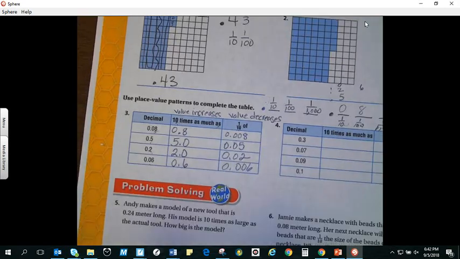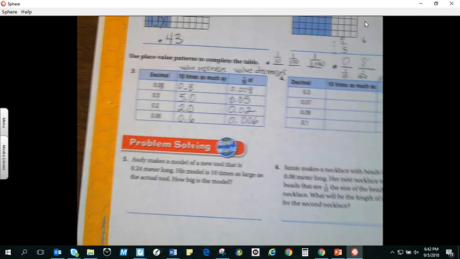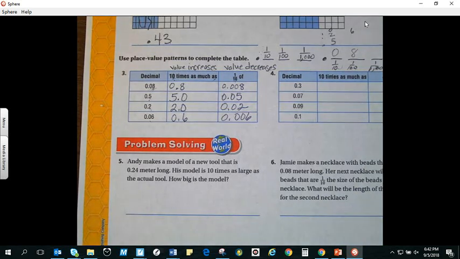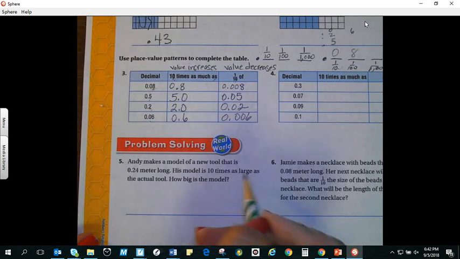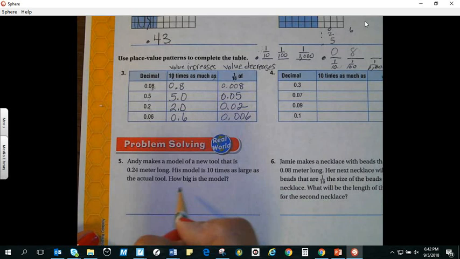All right, now let's move on to this next one. I'm going to move this down a bit, and let's read our story. It says, Andy makes a model of a new tool that is 24 hundredths meters long. Now his model is 10 times as large as the actual tool. So how big is the model?